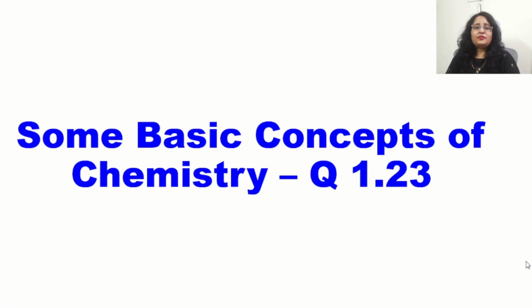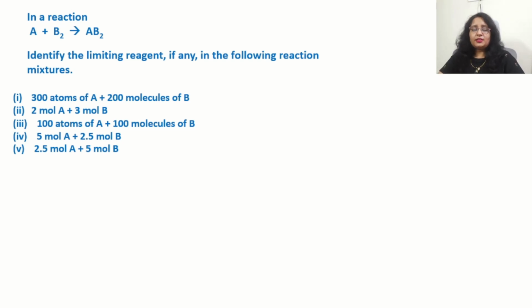So friends, today's video is question number 1.23 from the NCERT textbook class 11, and the chapter name is Some Basic Concepts of Chemistry. So let's start the question. The question is, in a reaction A plus B2, it gives AB2. Now, identify the limiting reagent, if any, in the following reaction mixture.